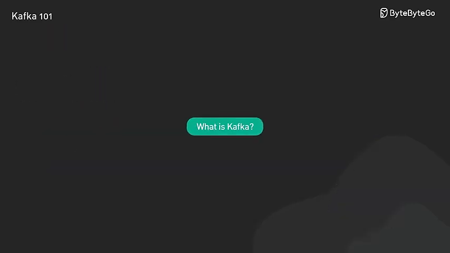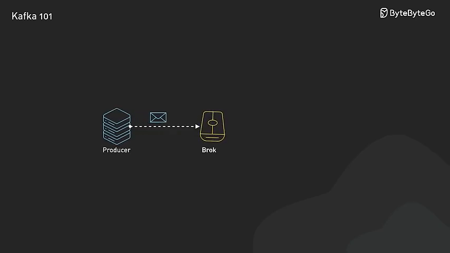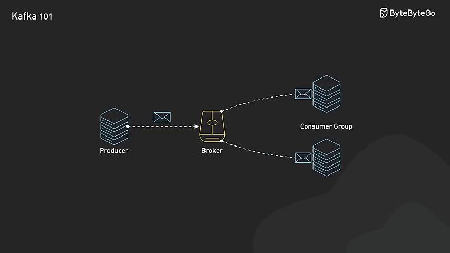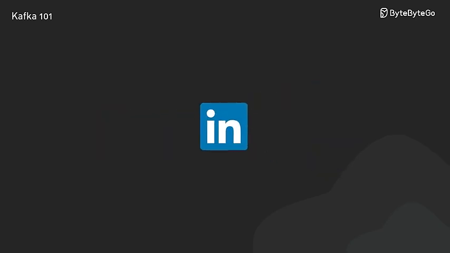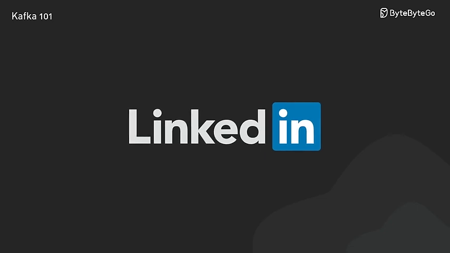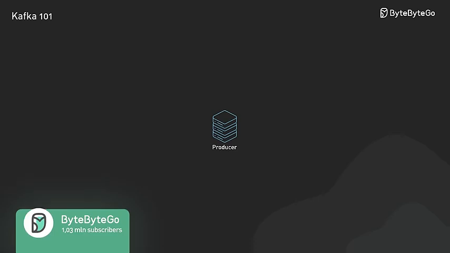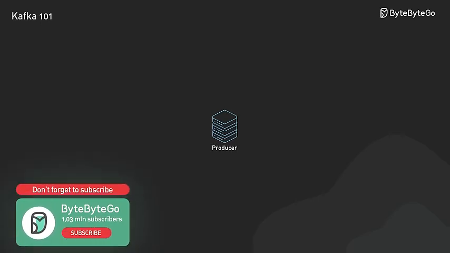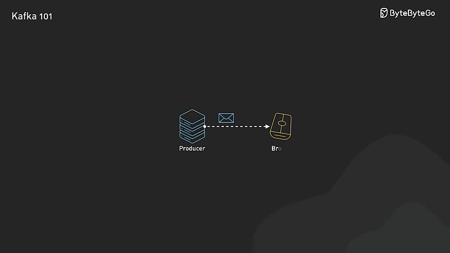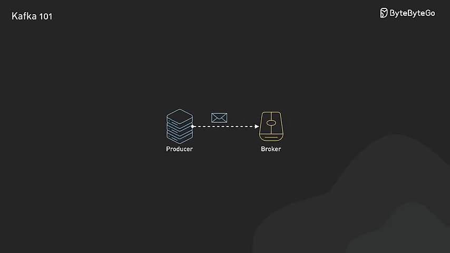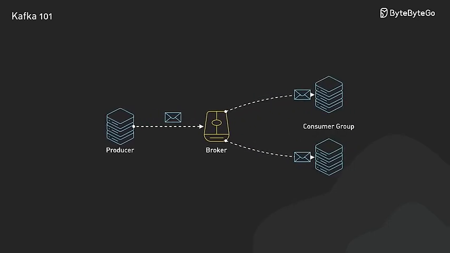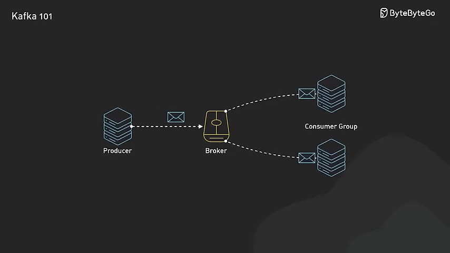What exactly is Kafka? Think of Kafka as a distributed event store and real-time streaming platform. It was initially developed at LinkedIn and has become the foundation for data-heavy applications. Here's how it works. Producers, essentially the sources of our data, send data to Kafka brokers. These brokers store and manage everything. Then consumer groups come in to process this data based on their unique needs.